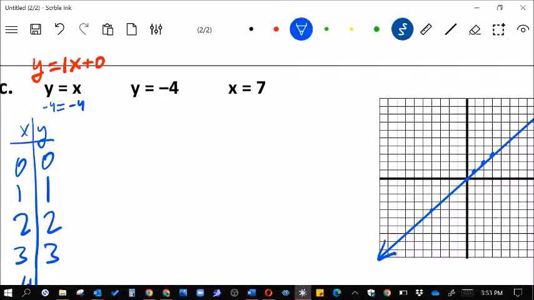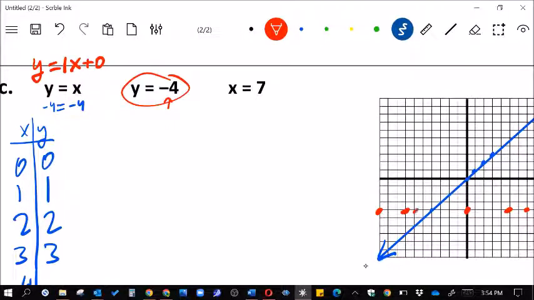This one, though, is different. Y is equal to -4. Now, people sometimes make a mistake with this, is what they'll do is they'll just use that one number, -4, and they'll go to where -4 is, and then they stop. But the fact is, y is -4 over here also. And y is -4 here. And y is -4 here.